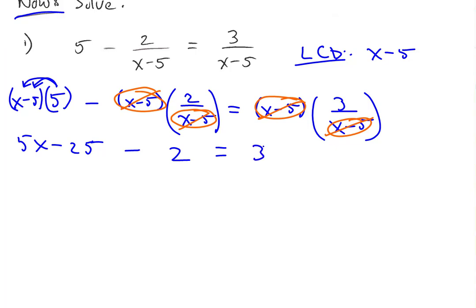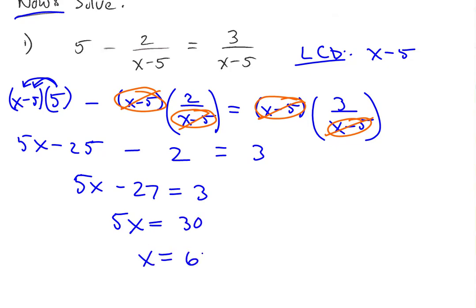So you can see it drastically got simpler after clearing the fractions, and all that's left would be a 5x minus 27 equals 3, and then we would add 27 to both sides to get 5x equals 30, which would mean x equals 6. Now, that's the way of solving an equation by clearing fractions.